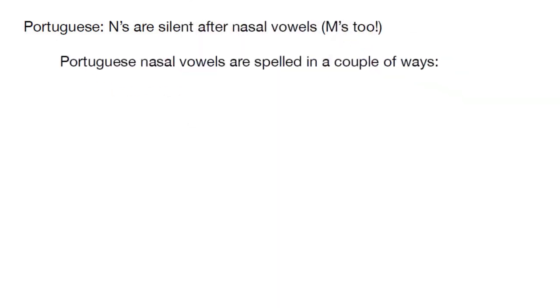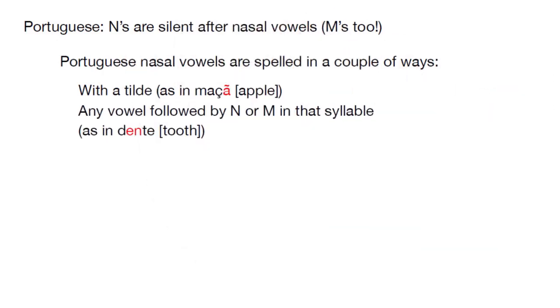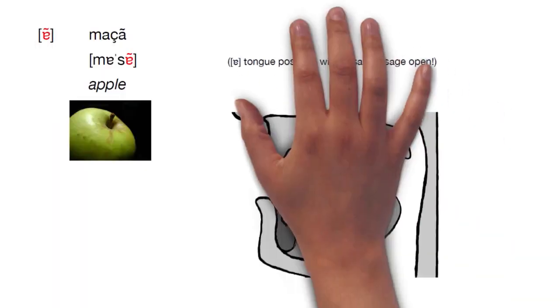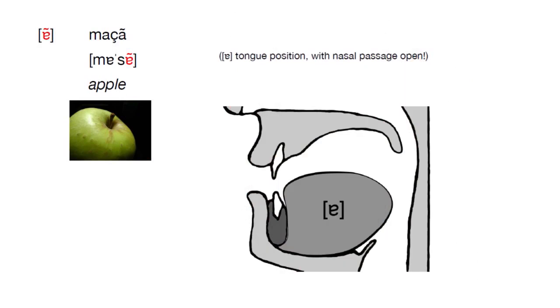In terms of Portuguese spelling, you can tell that a vowel is going to be nasal if there's a tilde on top, or if the vowel is followed by an N or an M. The N or M becomes silent and you get a nasal vowel. In IPA, these vowels are always indicated with a tilde on top. The first one we'll discuss is which has the tongue position of a, un. You'll see this in words like maçã.